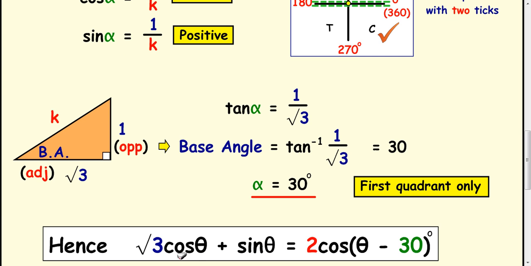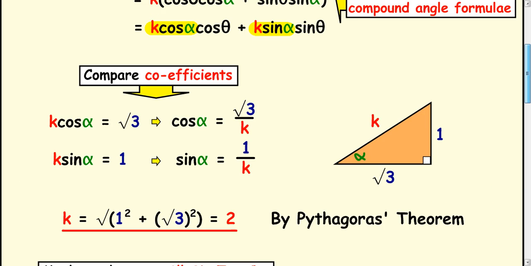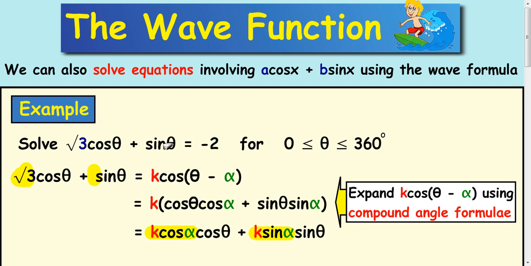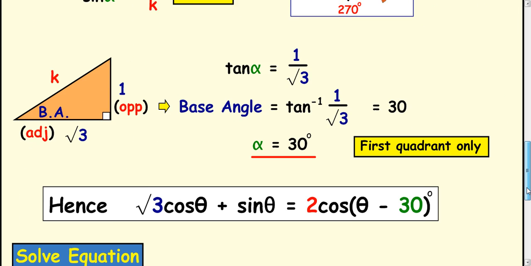So we can rewrite this here, root 3 cos theta plus sine theta, as 2 cos theta minus 30 degrees. That's the first part on how to solve the equation. But we have to remember that all of this equals negative 2. So the second part of this, we're going to deal with that.